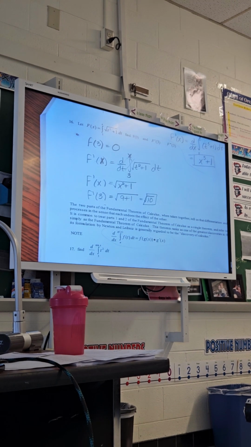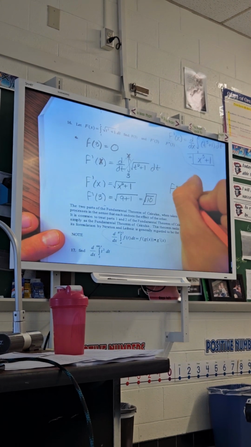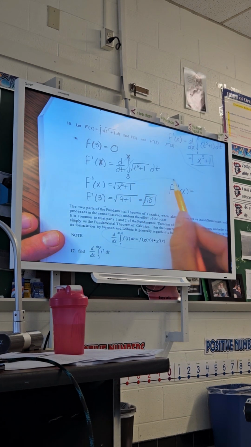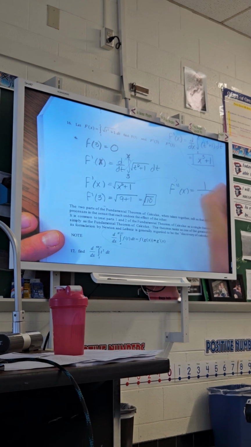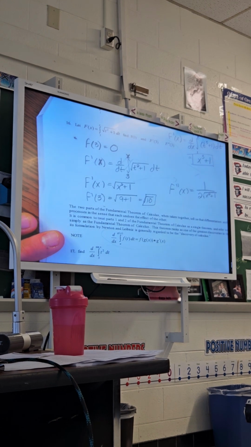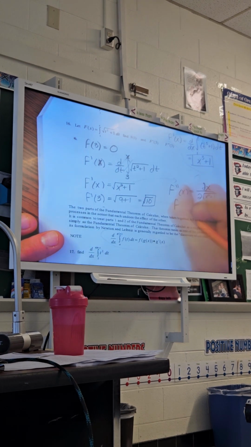And then they have double prime, you'd have to take the second derivative using the first derivative, of course. Which they should be able to do rather quickly. You get 1/2 square root of x squared plus 1, and then the derivative of x squared is 2x, right? 2x. And then the twos will cancel. There you go.